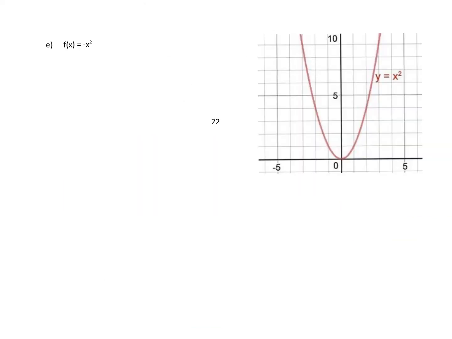Now, if you look at the bottom of the page, I put the original function from the top right over here on the right, just so we could see it.